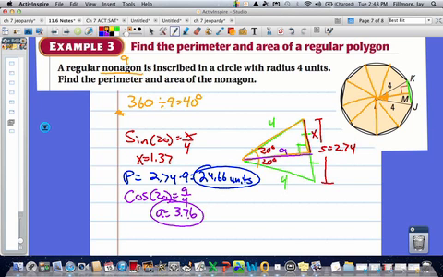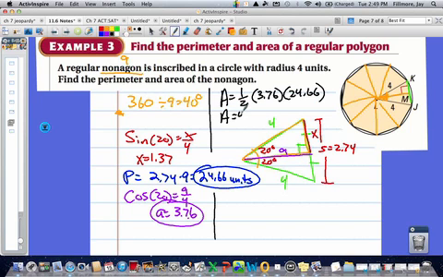You also could use Pythagorean theorem here, since you know that this is about 1.37 and that's 4. You could use Pythagorean theorem to find that as well. That's not a problem. So the area is 1/2 times our apothem, which is 3.76, times the perimeter, 24.66. And if we multiply all that together, give me one moment here, we end up with an area of about 46.36, and that's in units squared.